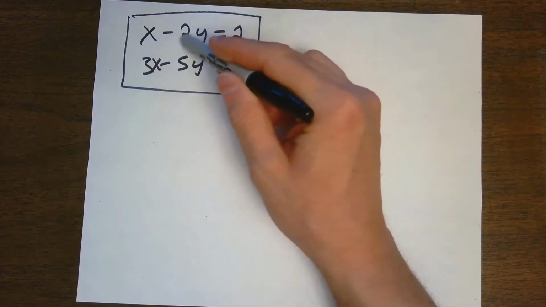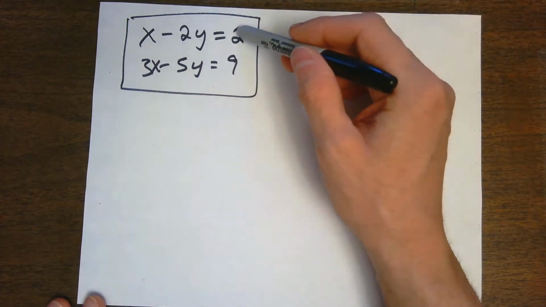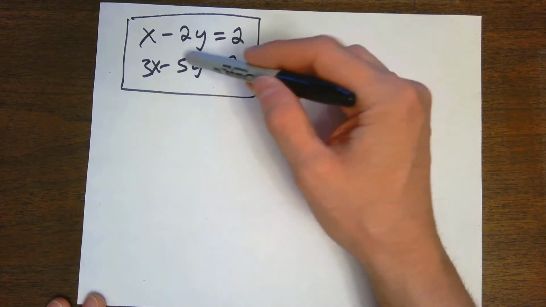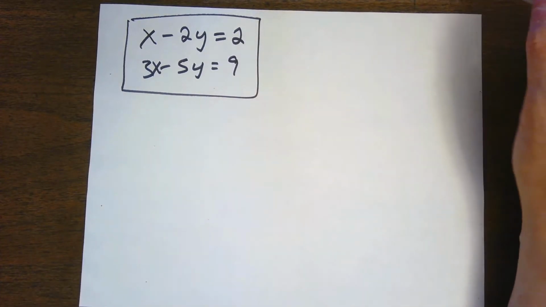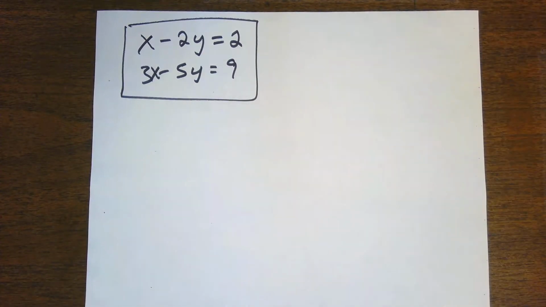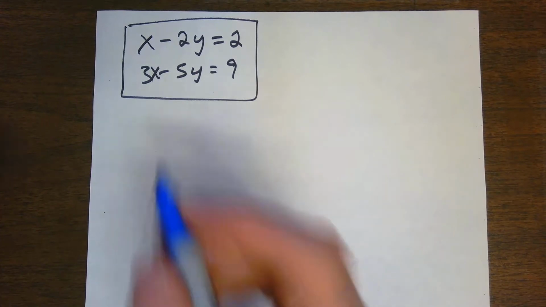If I subtracted x and divided by negative 2, I'm going to have fractions everywhere. Subtract 3x, divide by negative 5, horrible fractions everywhere. I wouldn't want to graph that at all. The slopes would be fractions, the y-intercepts would be fractions. That would be a very awkward system to try to solve with graphing. But we're going to solve this one by putting it into an augmented matrix.